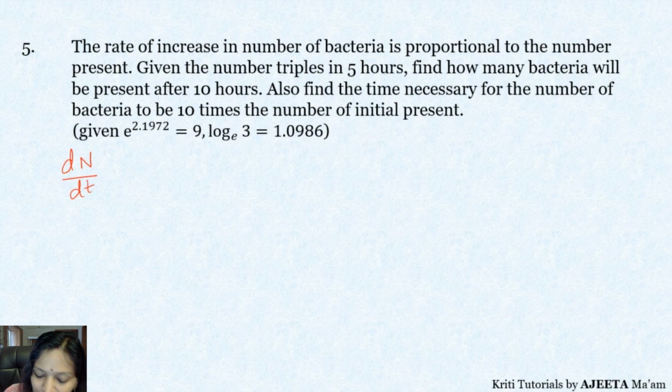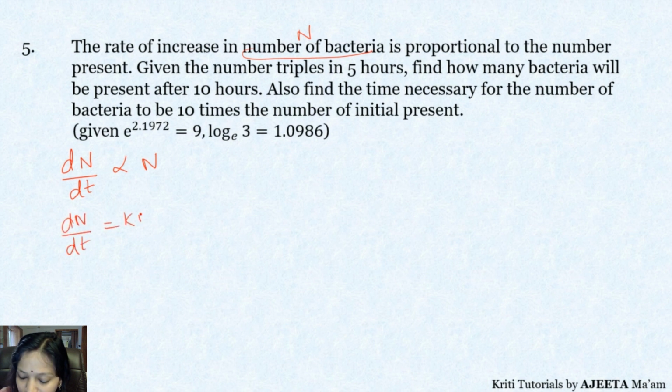So let the initial bacteria count be n. The rate of increase is proportional to the number present. So it's a simple equation: dn by dt is proportional to n. What is n? The number of bacteria present. Now let's separate it out and remove the proportionality sign.